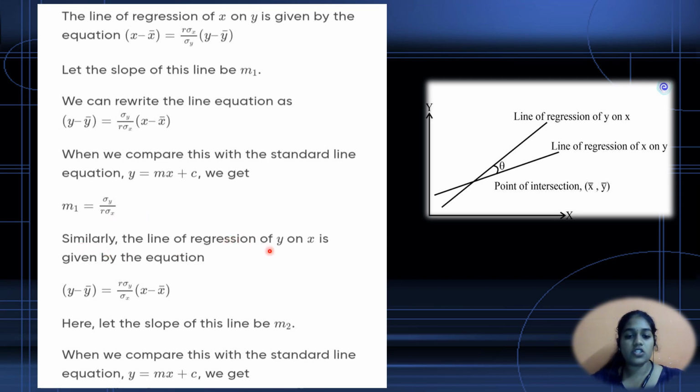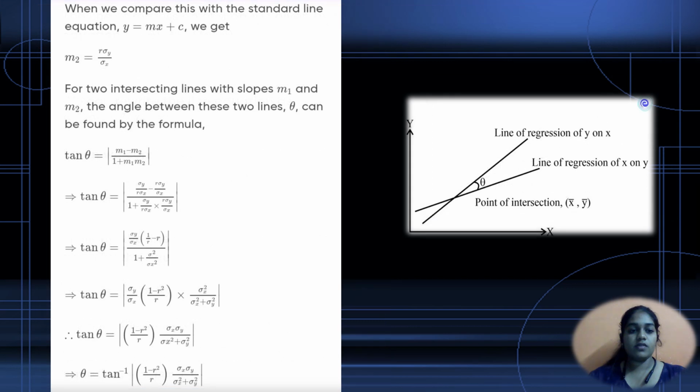Similarly, the line of regression of y on x is given by the equation y minus y bar is equal to r into sigma y divided by sigma x into x minus x bar. Let us consider this slope as m2. Considering this as the standard line equation y is equal to mx plus c, we get m2 is equal to r sigma y divided by sigma x. For the two intersecting lines of slopes m1 and m2, the angle between the two lines is theta.